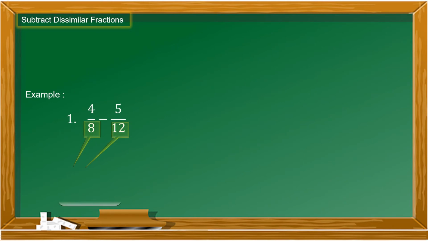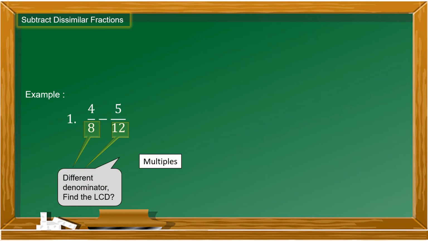Observe that the denominators are different, so find the LCD. Use the multiples of 8 and 12. The multiples of 8 are 8, 16, 24, 32, and so on. The multiples of 12 are 12, 24, 36, and so on.